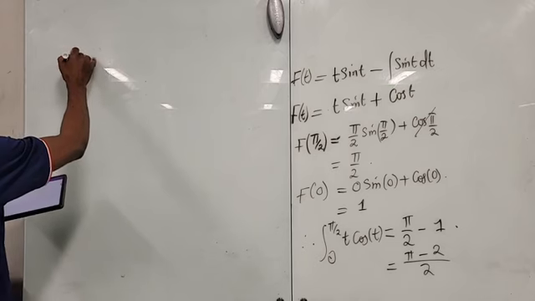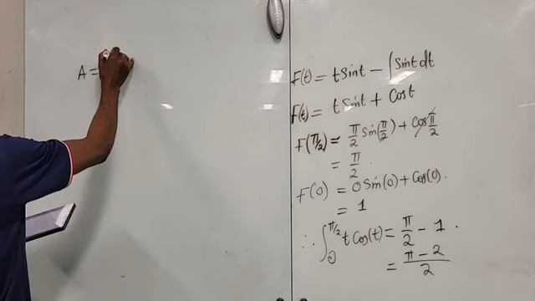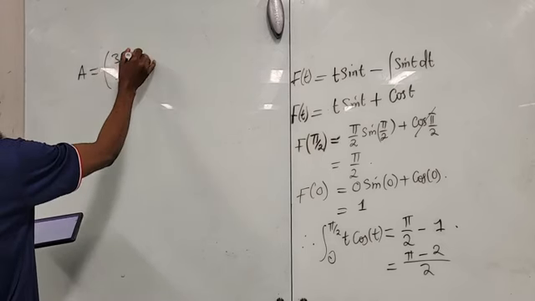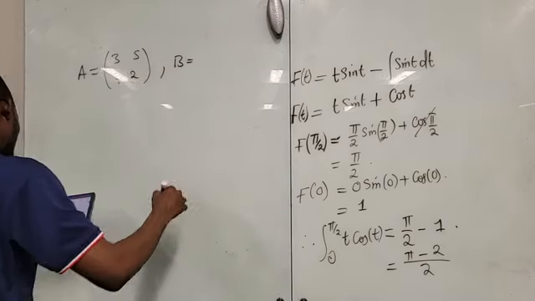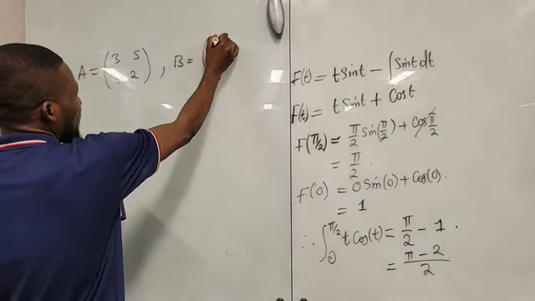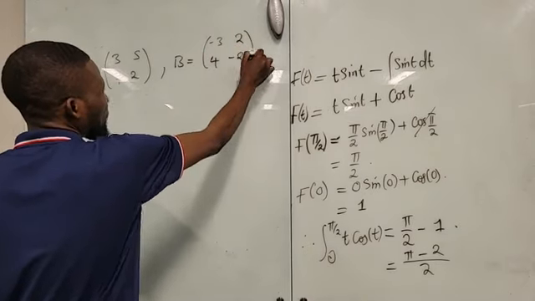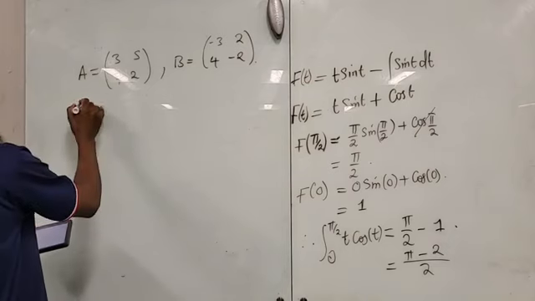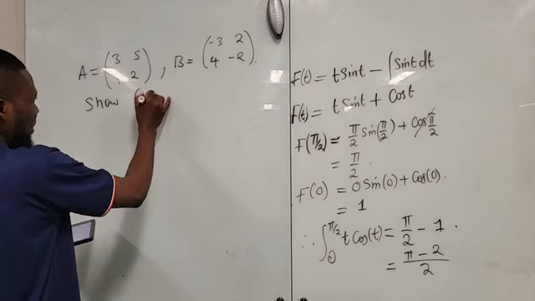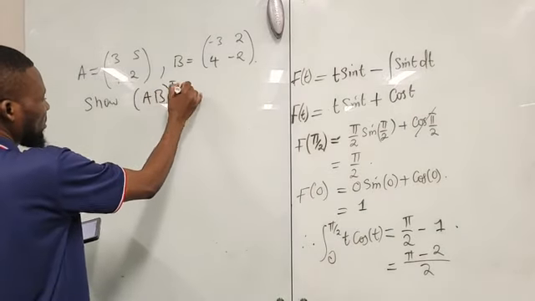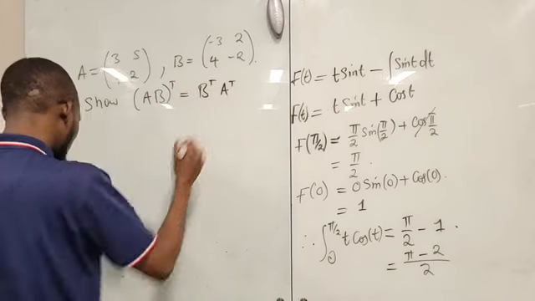We have been given that this involves matrices. We have been given that A is equal to 3, 7, 5, and 2, and B is equal to -3, 4, 2, and -2. Okay, so we want to show or verify that (AB) transpose is equal to B transpose A transpose.